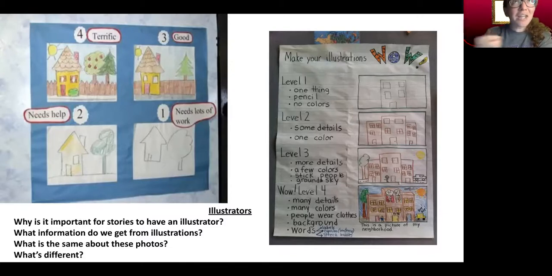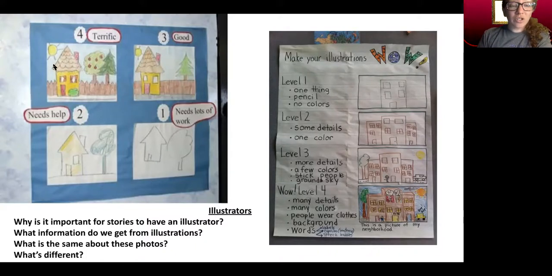Everybody say, the details. In number 4, I can tell that it is daytime outside because there is a sun, the sky is blue, the windows are bright and shiny. In number 1, I have no idea. That house is floating in the air. The tree is floating in the air. I don't know what's going on.